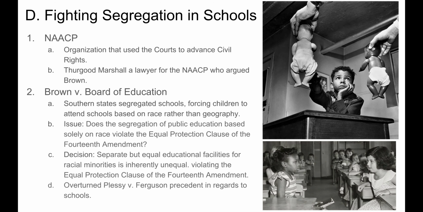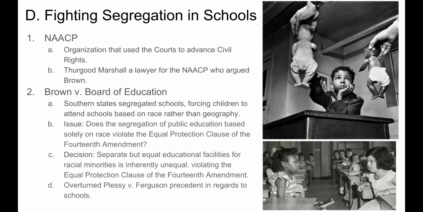So the purpose of this organization was to advance civil rights through the court system. And the chief lawyer at the time of the civil rights movement was Thurgood Marshall. He also becomes the first black Supreme Court justice. He's the one who's responsible for arguing Brown v. the Board of Education, which is one of the cases that you must know.